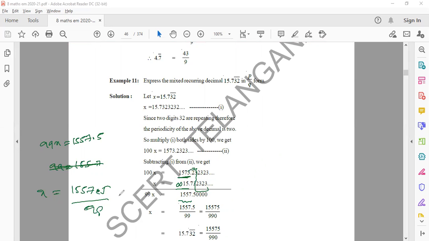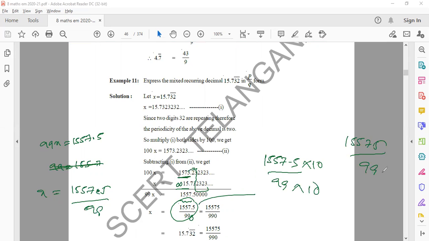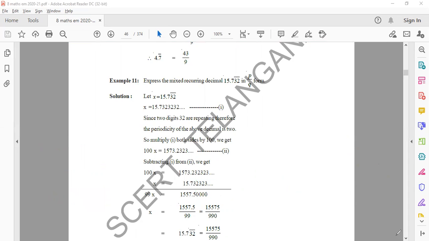To remove the point, you multiply with 10. 1557.5 by 99, multiply with 10: multiply 10 means the point will shift. So 15575 by 990. That is the way you have to do the questions. Clear? So today's session for that is clear.